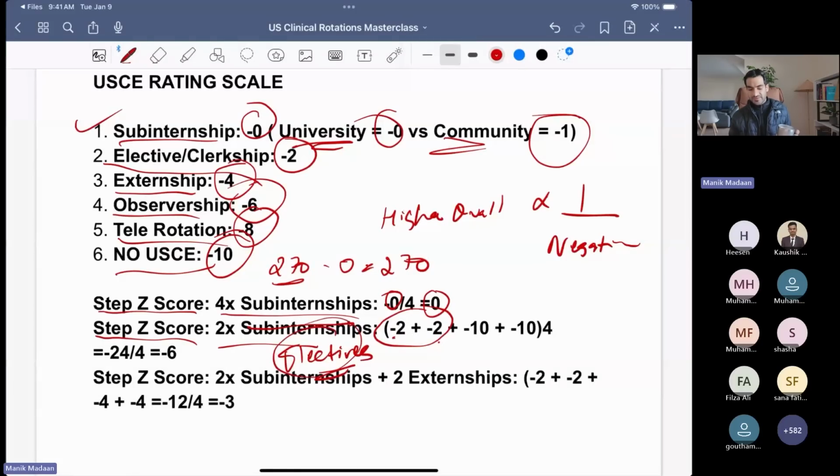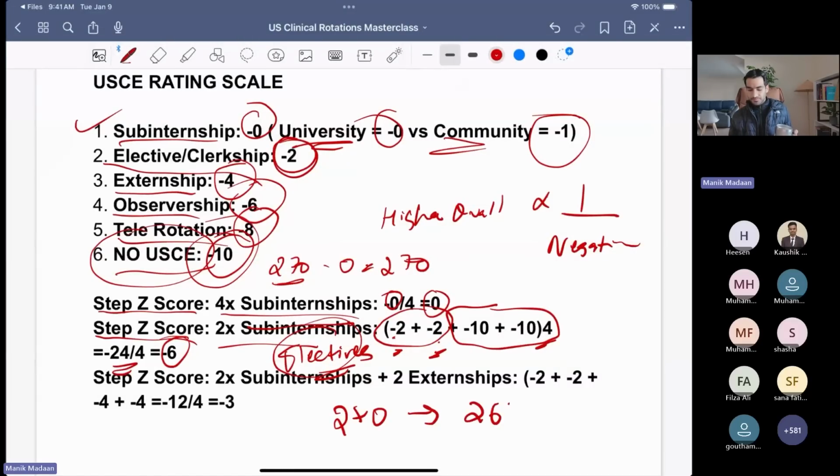So let's say you do 2 electives. An elective gets a -2 because it's not as good as a sub-internship. So you did 2 electives, -2 plus -2. And let's say you didn't do 2 other rotations, so no USCE, you get a -10. So -10 plus -10 over 4, you get a score of -24/4, which is -6. So if you have a 270, your score went from 270 to about 264.